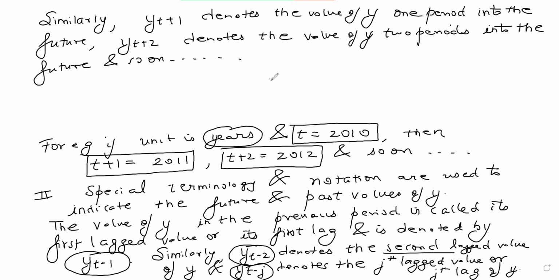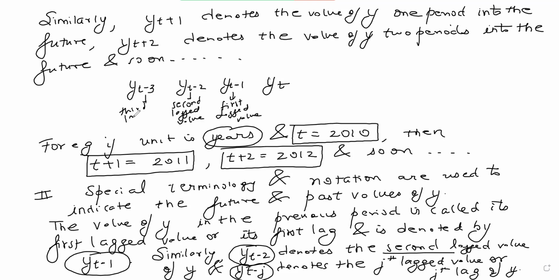So I can say that yt denotes the value of y in period t. Yt minus 1 is the first lagged value. Yt minus 2 is the second lagged value. Yt minus 3 is the third lagged value. So I can write this: first lagged value, second lagged value, third lagged value. And I can keep going back into the past.